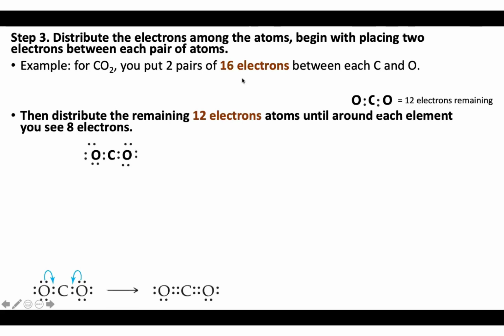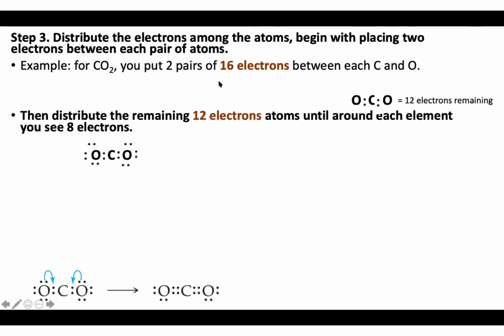Let's see if we have 16 electrons here. Please make sure you don't go over the total valence electrons around your compound. 2, 4, 6, 8, 10, 12, 14, 16. So I used all of the electrons here.